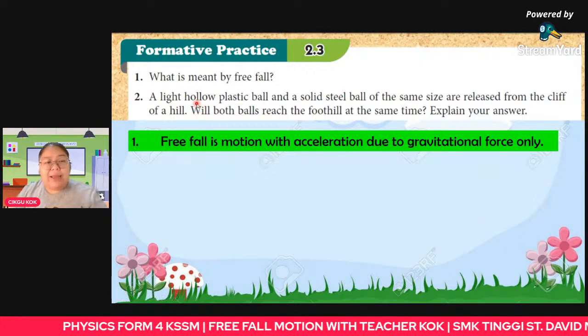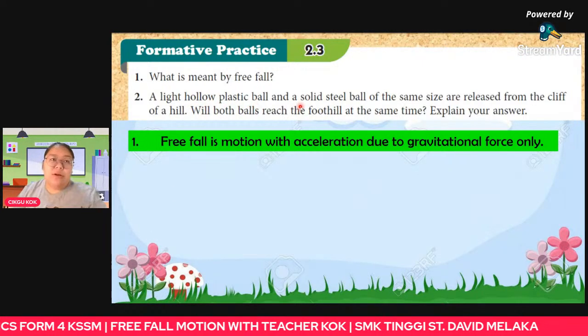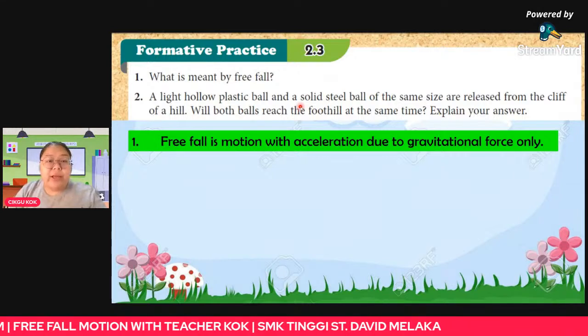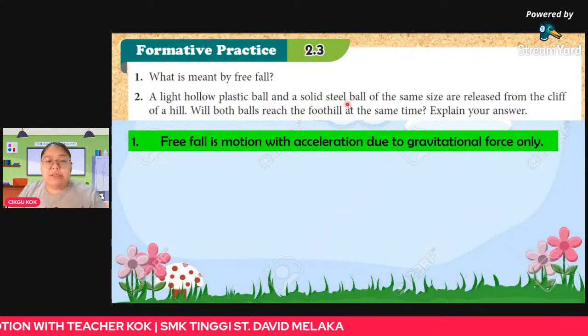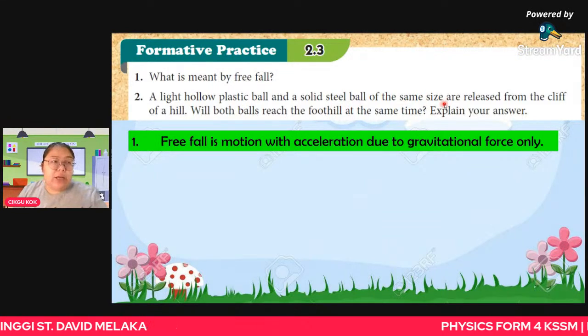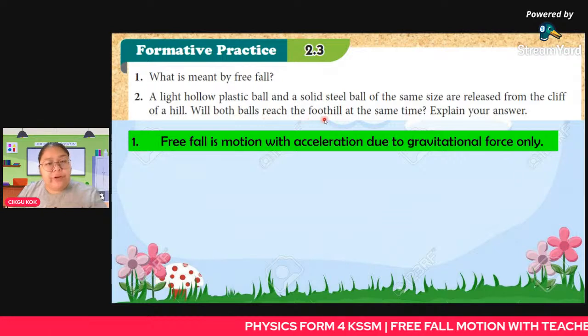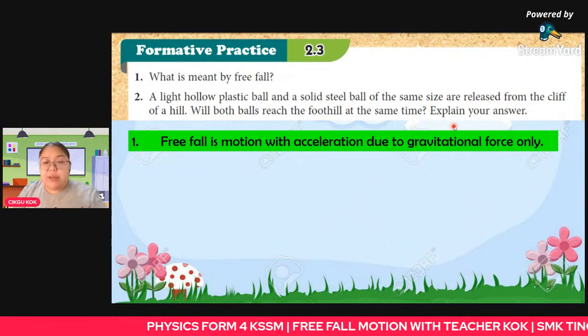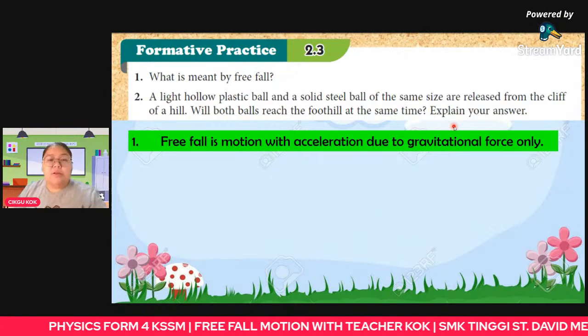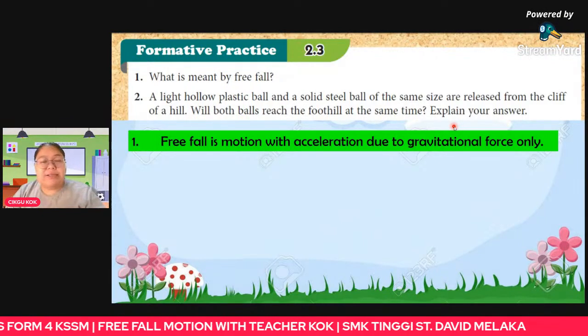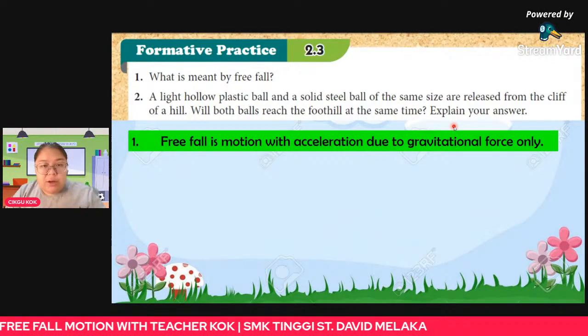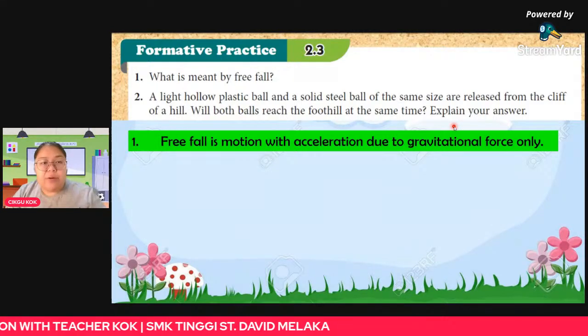The light hollow plastic ball. The hollow plastic ball means very light already. Another one, a solid steel ball of the same size, released from the cliff of the hill. Will both balls reach the foothill at the same time? Explain your answer. So for this situation, they're not exactly in a vacuum, is it?